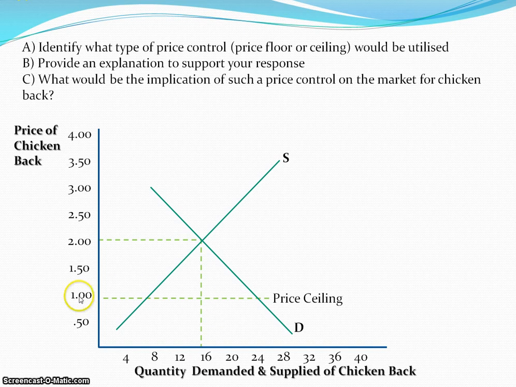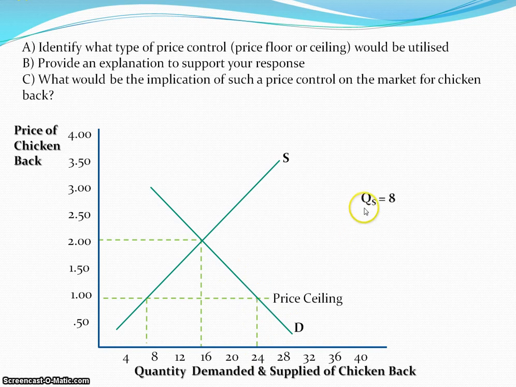Now I placed the price ceiling at $1. So we can say that the government implemented a price of $1 per unit of chicken back. Now, what is the implication of the price ceiling being set at $1? Well, this price of $1 cuts the supply curve here and the demand curve here. It means that at a price of $1, approximately 8 units of chicken back would be supplied by the suppliers, because it cuts the supply curve here. At the price of $1, 24 units of chicken back will be demanded, because it cuts the demand curve at 24 units.